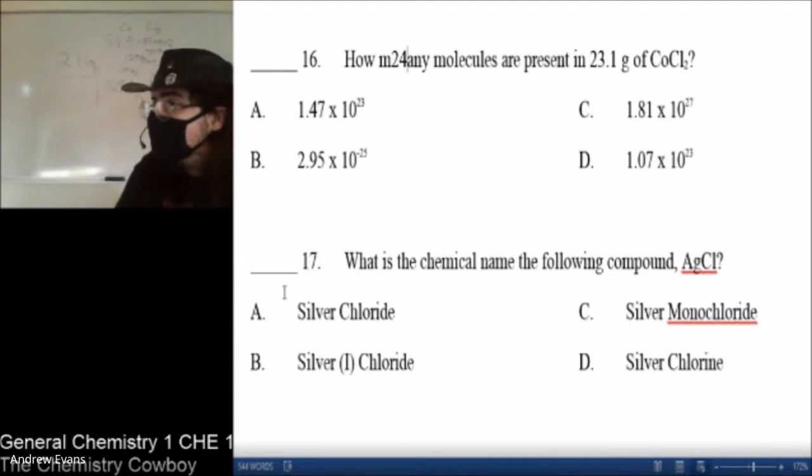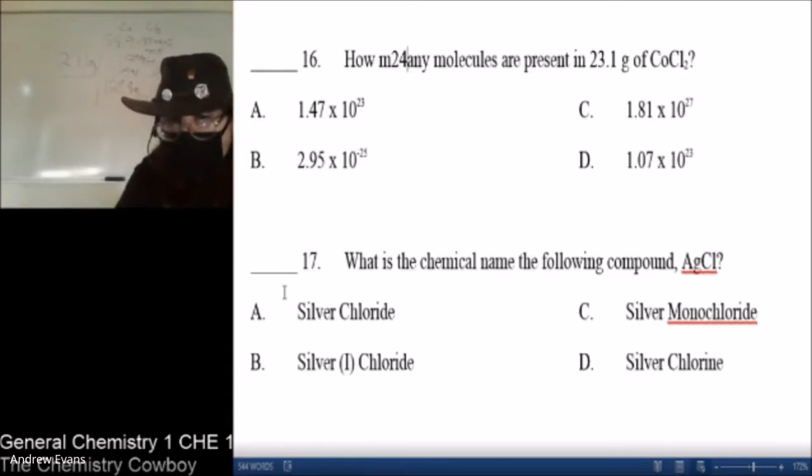You should recognize silver is not a nonmetal, so it can't be named like a binary molecular compound. And the second element is never going to be ine. It's always going to be ide. So we have silver chloride or silver(I) chloride.